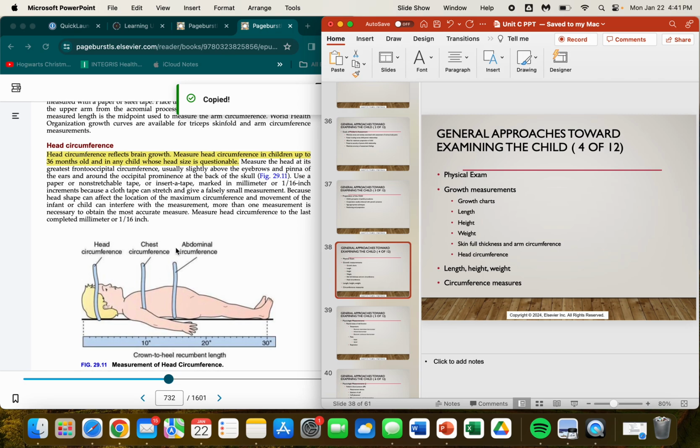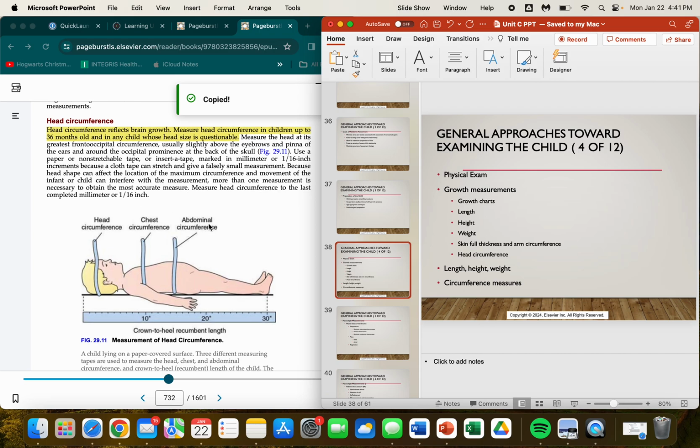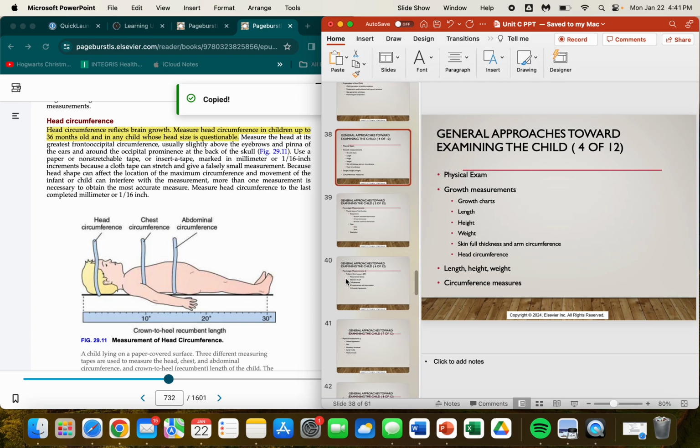And then head circumference. Head circumference is a very common and important measurement in kids. We will measure head circumference up to about 36 months, so about 3 years old, and if their head size is questionable, they'll continue to measure it. The reason that we measure head circumference is because that is a direct reflection of brain growth. Their head size should be increasing as they age. And that measurement is in millimeters.